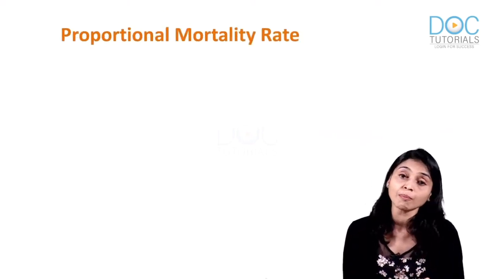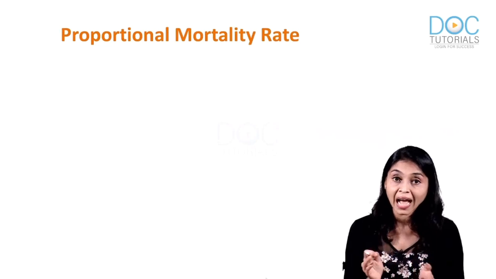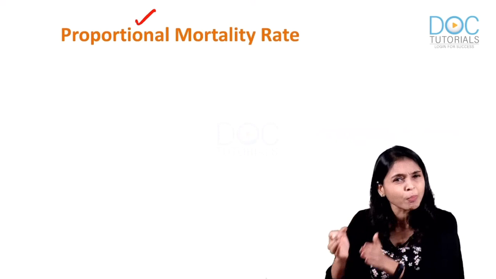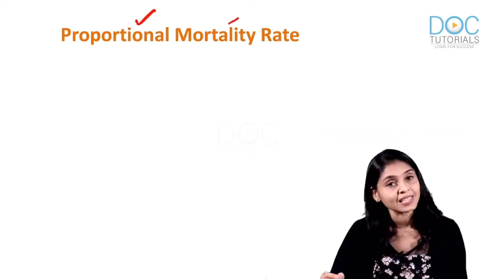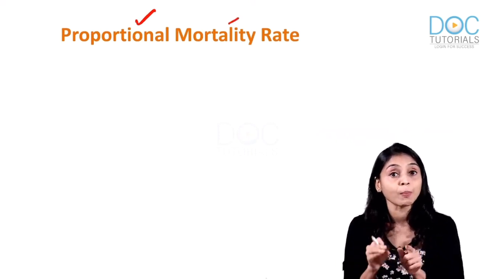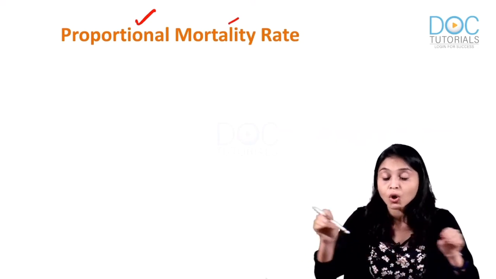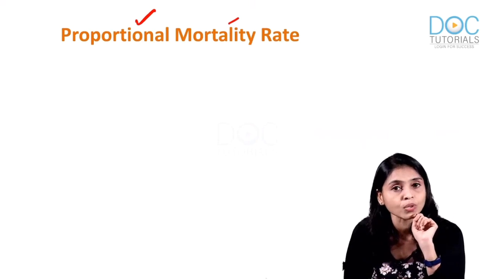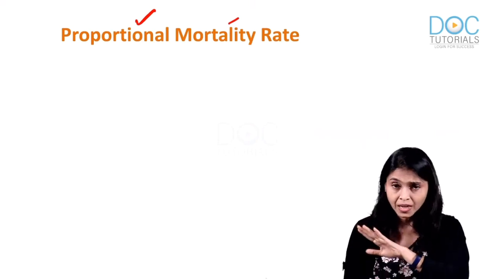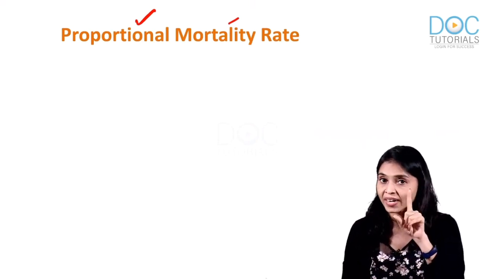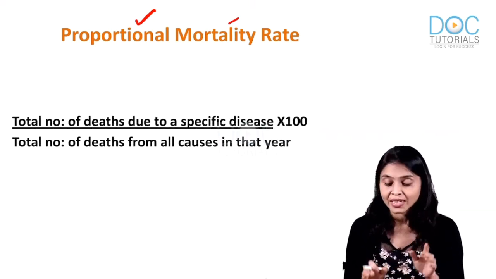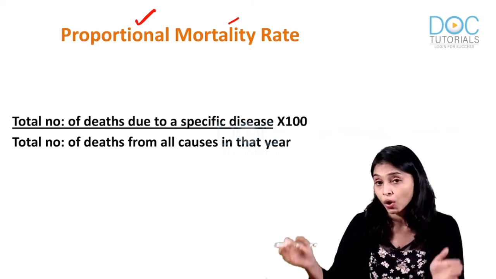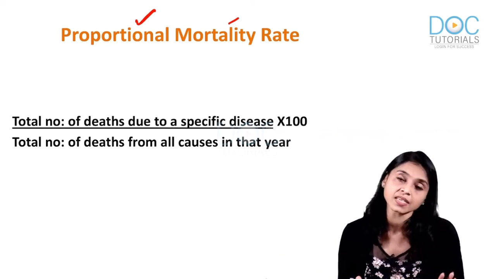Moving on to the next. What is proportional mortality rate? Nothing to mug up. As the name indicates, what do you mean by proportion? A small portion out of the whole. Mortality is death. So naturally, what would be proportional mortality rate? Out of total deaths, what proportion is contributed by one particular disease alone? So what will be the formula? Number of deaths because of one disease divided by number of deaths due to all causes into 100. So that will tell you what percentage out of total deaths is because of one particular disease alone.